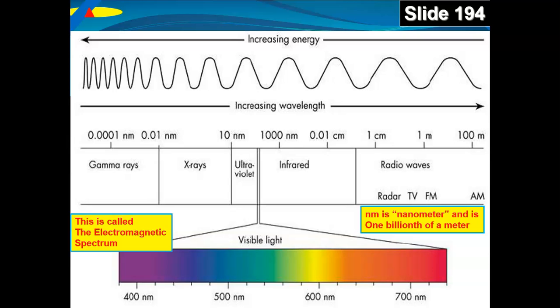And then above that are gamma rays. Gamma rays are the highest energy type of waves. Highest energy, highest frequency are on the left. Lowest energy, lowest frequency are over on the right. That's radio waves. By the way, NM stands for nanometer. It is 1/1,000,000th of a meter. So this entire image, this graph here, is called the electromagnetic spectrum.